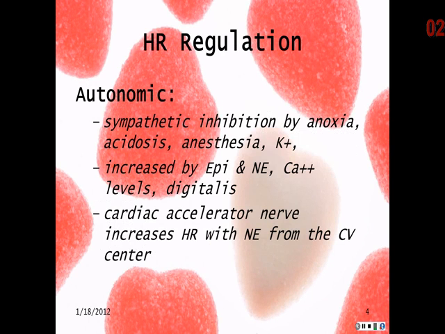Heart rate is the next component we will look at. This is controlled by the autonomic nervous system as well. The sympathetic stimulation is inhibited, slowing down the heart rate, by anoxia, acidosis, anesthesia, or potassium levels. Sympathetic stimulation is increased by epinephrine and norepinephrine, calcium levels, and digitalis. The sympathetic message reaches the heart using norepinephrine through the cardiac accelerator nerve. The message comes from the Cardiovascular Center, and then that cardiac accelerator nerve will come out of the sympathetic trunk.